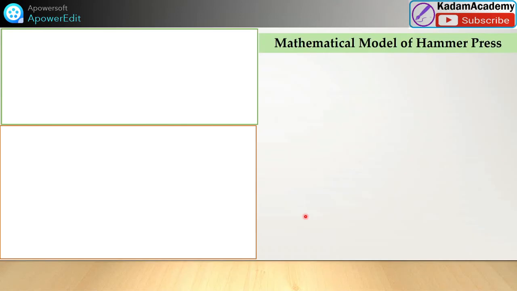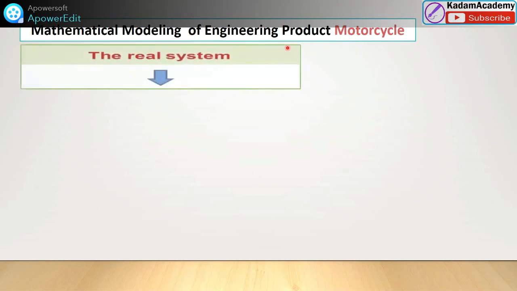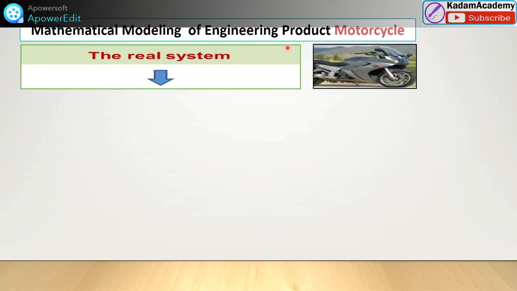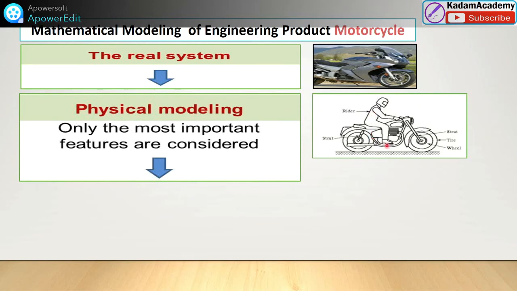That equation we can derive for this lump parameter system. Okay, so friends, now we are going to study a case study: mathematical modeling of an engineering product like a motorcycle or motorbike. In this figure I will show you the real system, the real motorbike, that we have to convert into a physical model. Only the most important features are considered in this physical model. This is the 2D diagram of this bike with the rider. The front is a spring mass system, and in the rear, the wheel and tire are considered as the main important features.